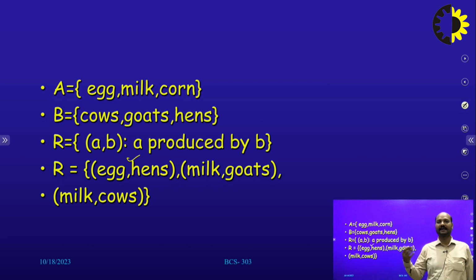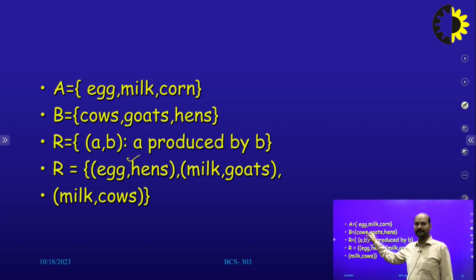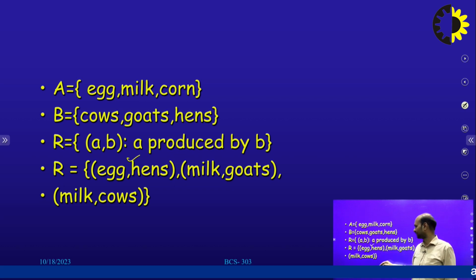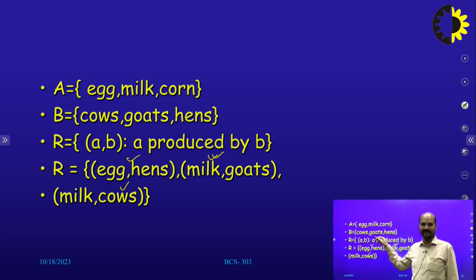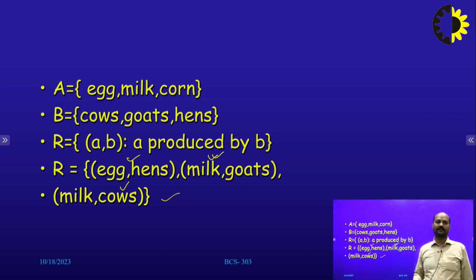Egg produced by hens. Then the second option is milk. Milk produced by cow? Yes, the statement is correct. Then milk produced by goat, yes, the statement is correct. Then milk produced by hen, no, the relation is not true. Then corn produced by cows, no. Corn produced by goat, no. Corn produced by hens, no. So according to the definition of relation, the relation has only three ordered pairs: egg comma hens, milk comma goat, milk comma cows.